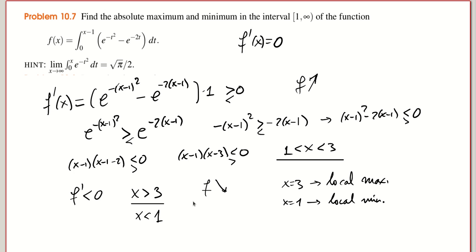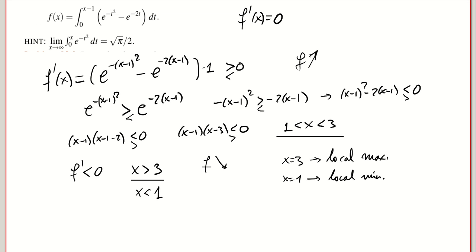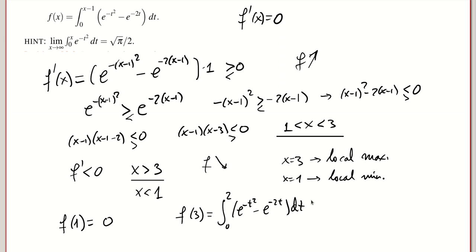Okay, so let's try to calculate the values of the function there, right? So we have f of 1, that is easy because it's the integral from 0 to 0, this is 0. And then we have f of 3, which is, well, whatever is the integral from 0 to 2 of this function, which is something that we cannot compute, except numerically. But anyway, this is going to be positive, right? This is a positive function because this argument here is positive in this interval here, right? Between 0 and 3.